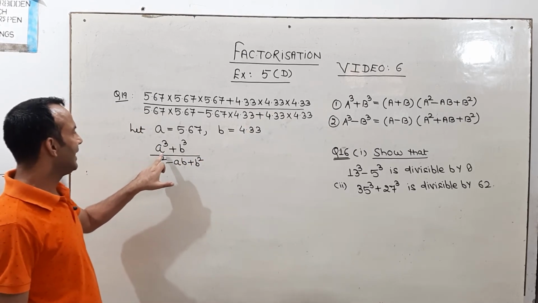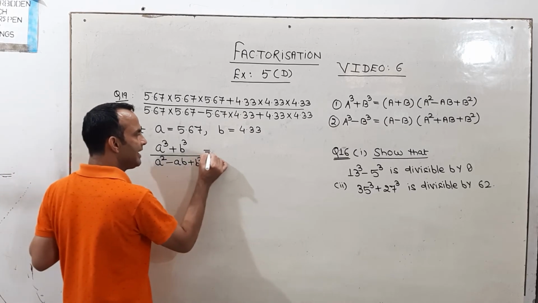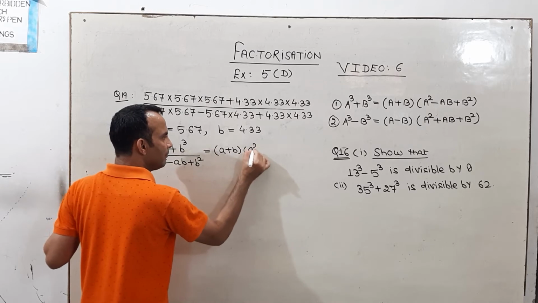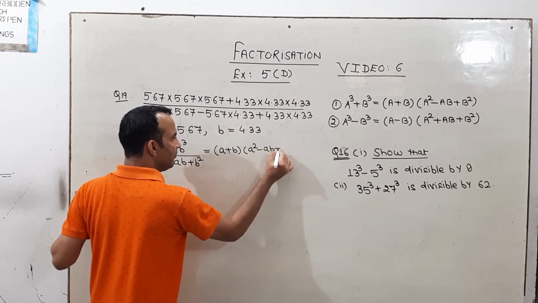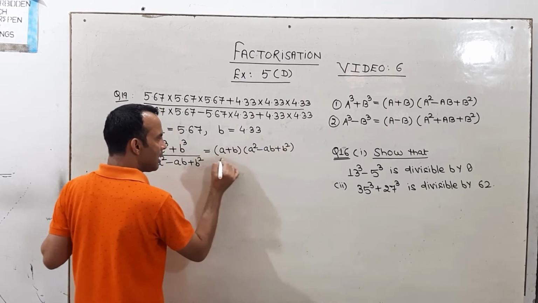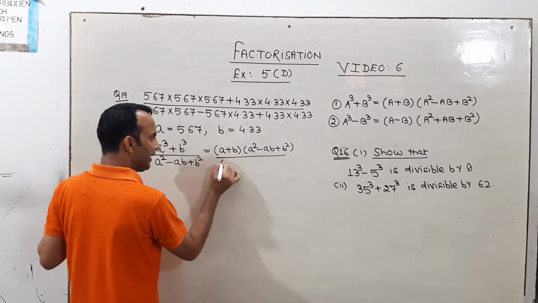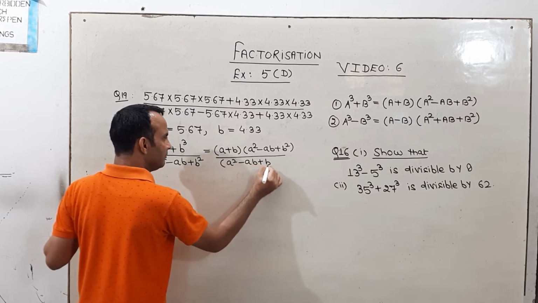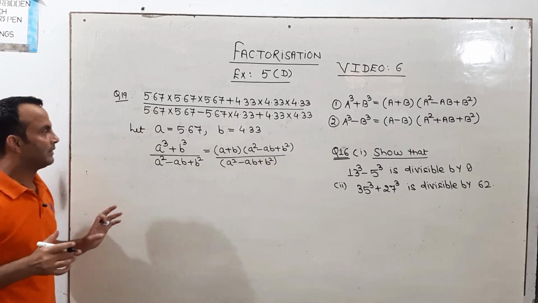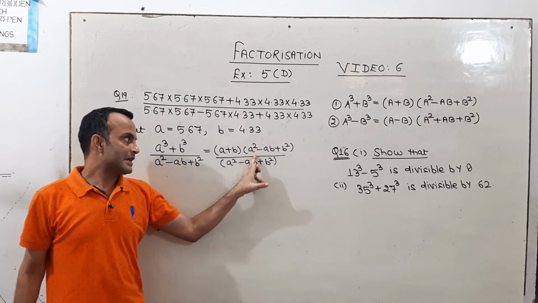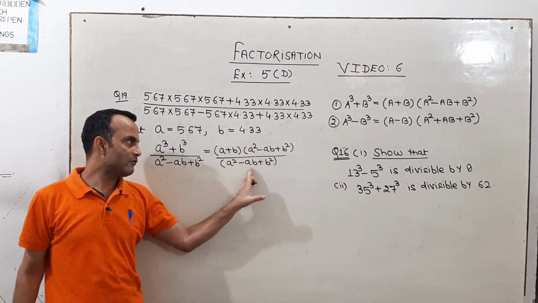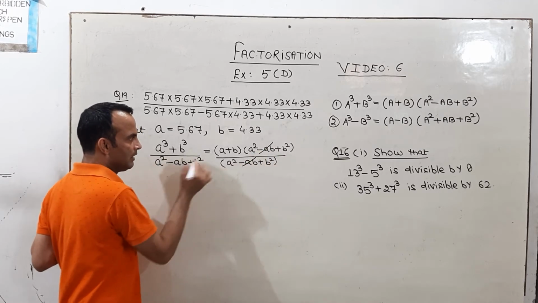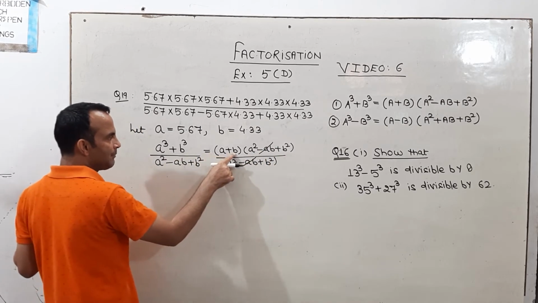Dear students, we know that a cube plus b cube can be written as a plus b, a square minus ab plus b square, upon a square minus ab plus b square. Now you can see this expression and the expression which is given in the denominator both are same, therefore they cancel each other. Now we obtain what? a plus b.